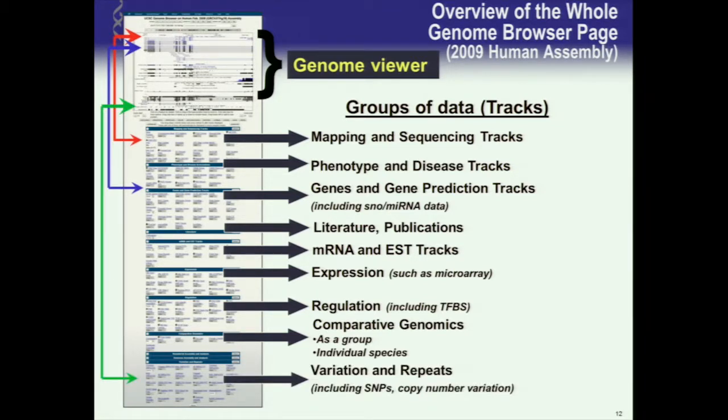And then some others that I guess they've shrunk, because unless you're really interested in Neanderthals, you probably wouldn't care so much. And then at the bottom, some other basic ones telling you where variations are, SNP variations, copy number variations, common repeats, tandem repeats. Some basic annotations of the genome.